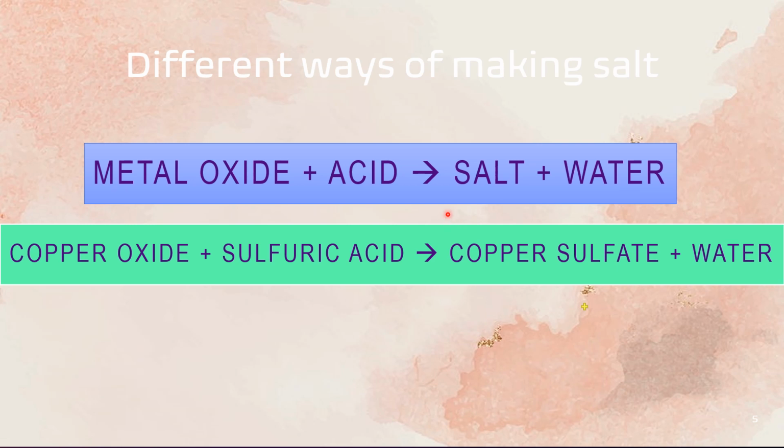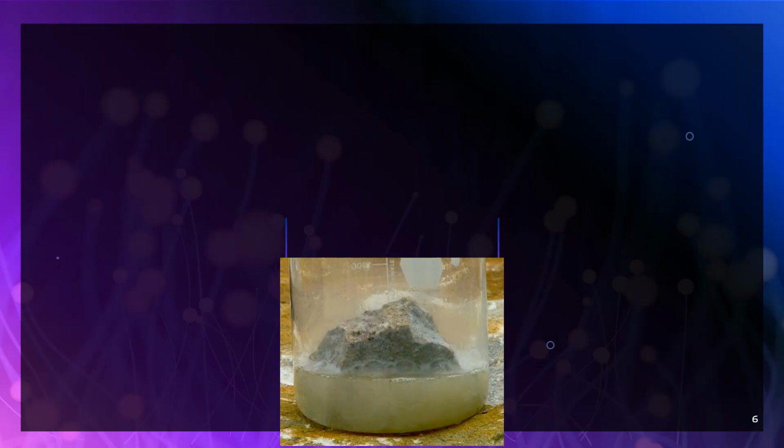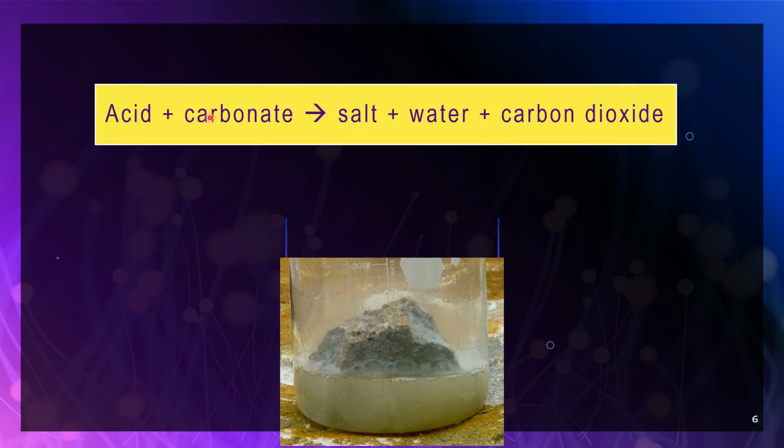In this example, we can make copper sulfate by heating copper oxide with sulfuric acid. And copper sulfate is a salt. Another method of making salt is by adding metal carbonate into acid. This produces the salt plus water plus carbon dioxide.